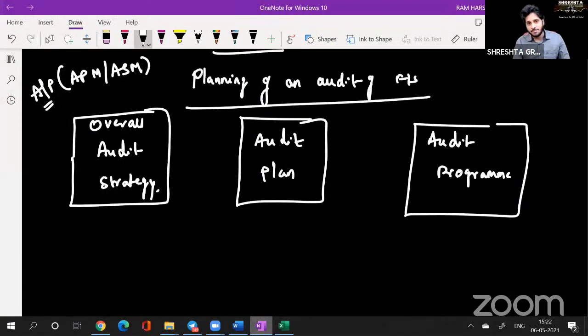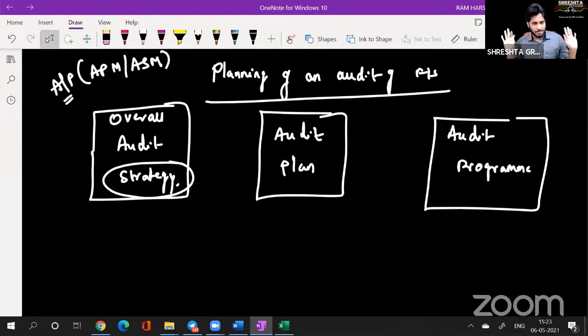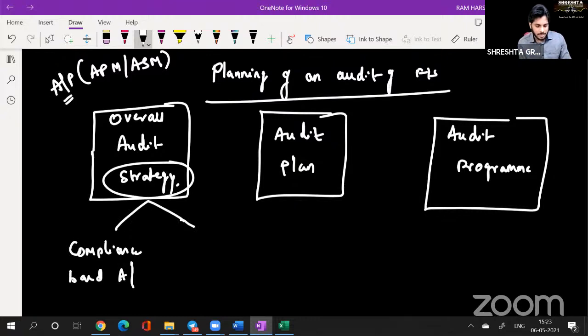But if you observe, the standard uses three different terms: audit strategy, audit plan, audit program. For every client, whenever we are doing an audit, the strategy that we are going to adopt might be different. See, it is not there in the actual study material of the ICAI, but I'm telling you, if you look at any guidance notes on audit strategies, audit strategies are of two types: compliance based audit strategy and substantive based audit strategy.